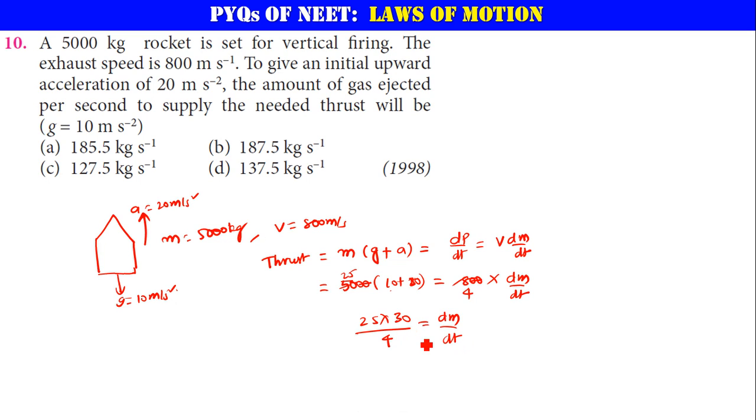So if we just cancel this, 4 ones are 4, 15, 15 25s are. Now it's by 2 also that will be there. If you just calculate this dm by dt, it is nothing but 187.5 kg per second. Which option is correct here? Option B. Clear now? Yes.